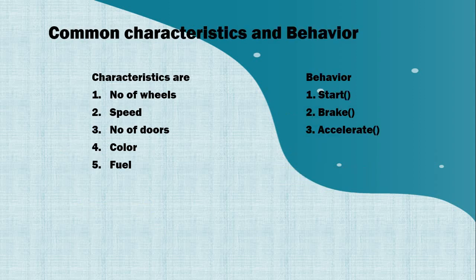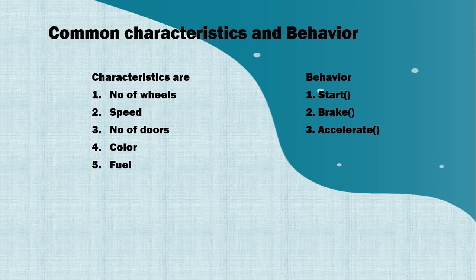The common characteristics available in the car, bike, truck, and van are number of wheels, speed, number of doors, color, and fuel. And the behavior will be start, brake, accelerate. So these are the basic characteristics available in the vehicle class.